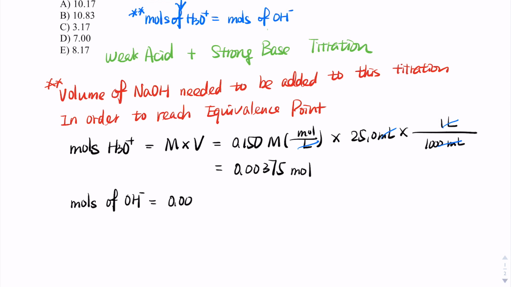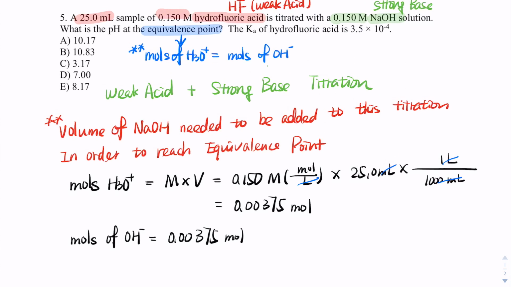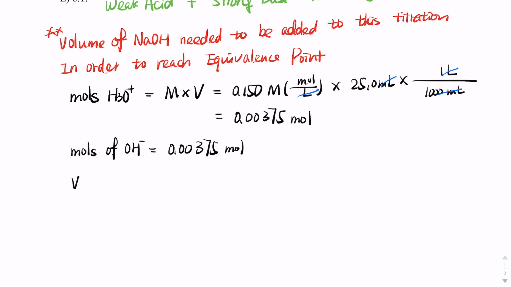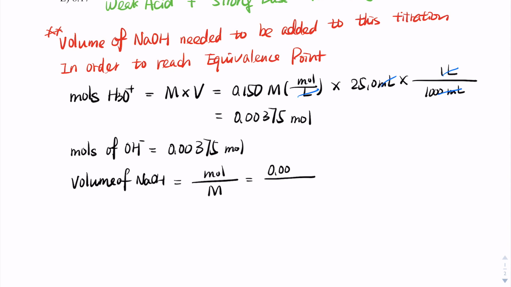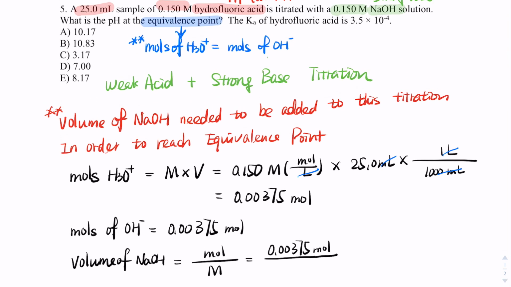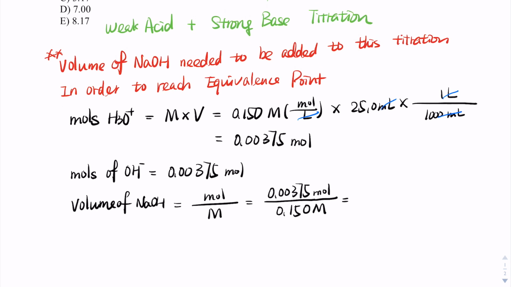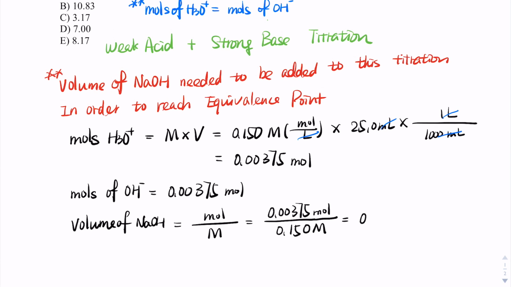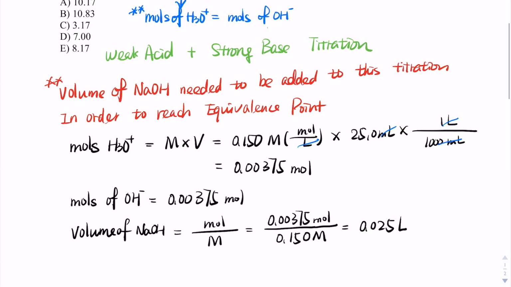So this equals 0.00375 moles, and the molarity is given in the question, so you can calculate the volume. The volume of the hydroxide you added will be the moles divided by the molarity. So 0.00375 moles over the molarity, which is given in the question, 0.15. You do this calculation and you get liters, which turns out to be 0.025 liter.